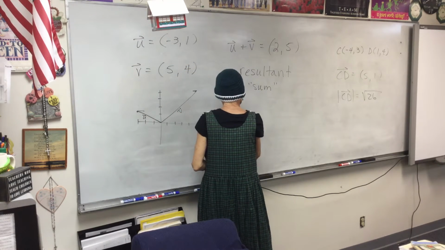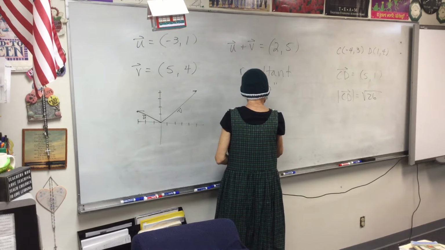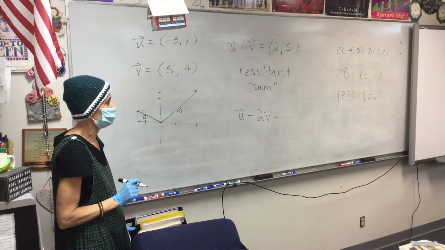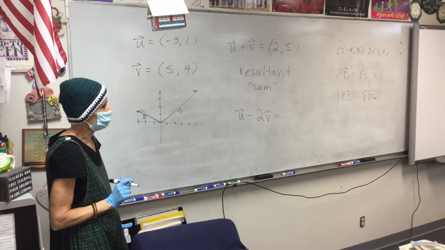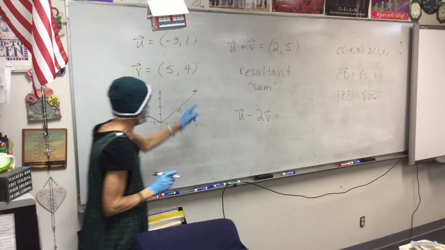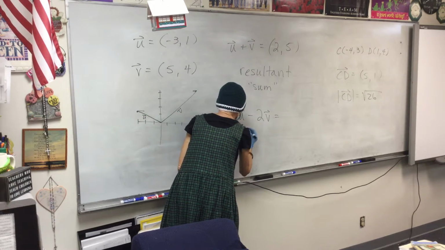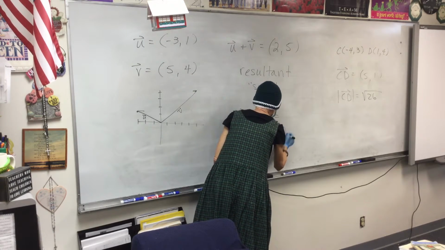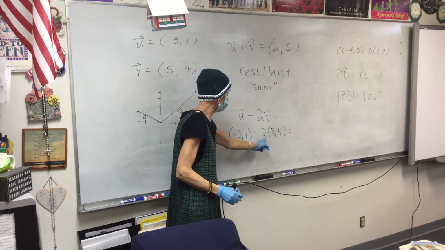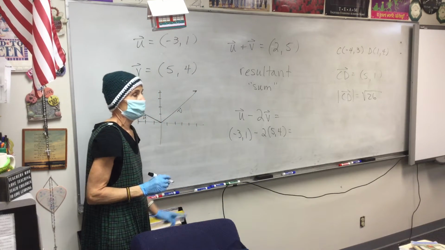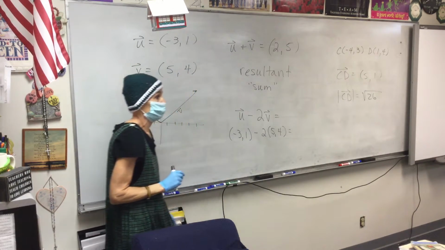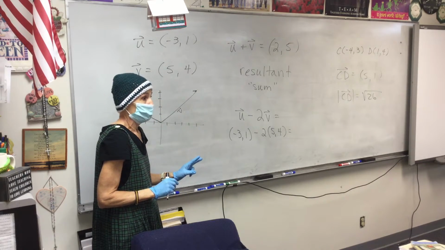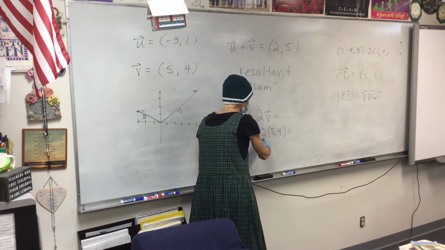Right, how about this? Oh my. Now I'm getting wild and wacky. We know what U is. And we know what V is. What am I going to do with that 2? Distribute it. That probably isn't the right word to use, but it's exactly the right concept. We're going to take that 2 times both of those.